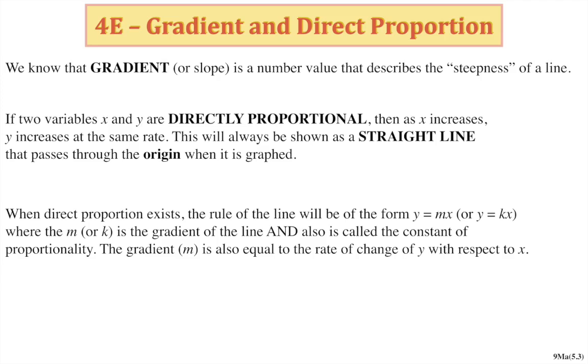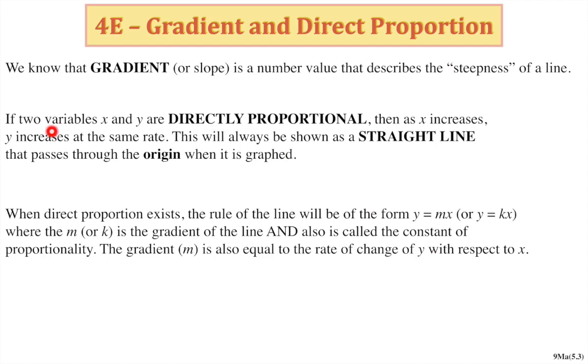Today we're going to be talking about the gradient, which is also called slope, and direct proportion. Now, we know that the gradient of the slope is a number that tells us how steep the line is. Remember, if it's a positive number, the line is going up the page. If it's a negative number, the line will be going down the page when we're going from left to right.